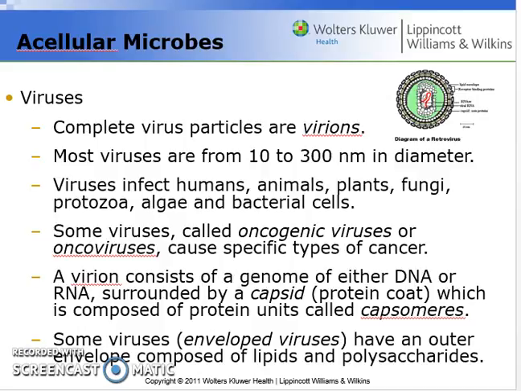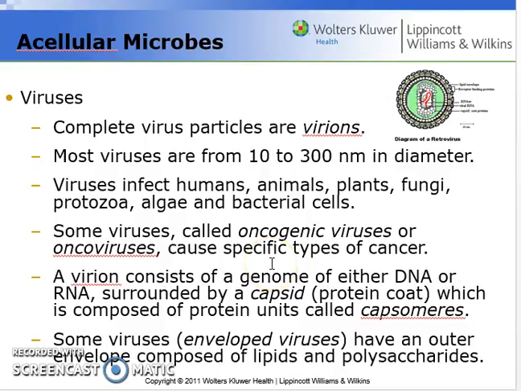Now, viruses are the most common acellular microbes that there are. A virus particle, in its full functional form, is known as a virion. Here's an example of a virion, this entire apparatus here of the virus. Viruses themselves have a pretty specific range, ranging between 10 to 300 nanometers in diameter. Viruses can infect all types of cells. They can infect humans, bacterial cells, plants, fungal cells, protist cells, algae cells, as well as animal cells. So really anything can be infected by a virus.